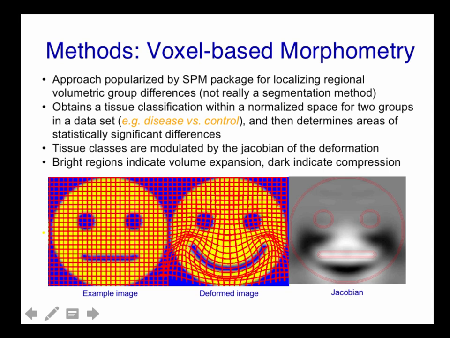Now if we're trying to do a group analysis, we do that with a bunch of different subjects. And we now have bright areas where there's lots of volume expansion, and dark areas where there's compression, and we can make the analogy to functional activations. So we can have higher functional activations here, lower activations here, and we can do almost the same analysis that one performs for fMRI.